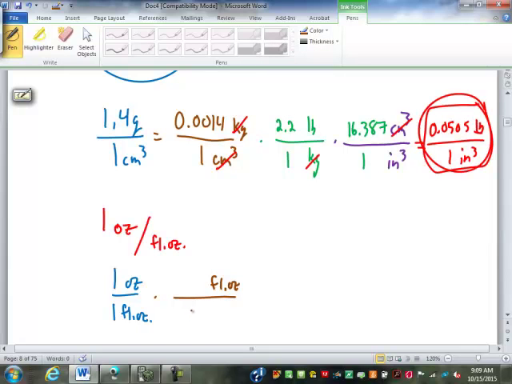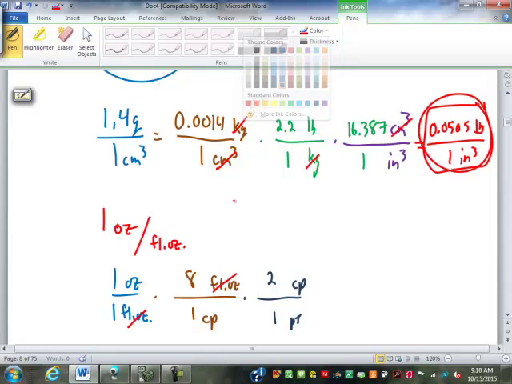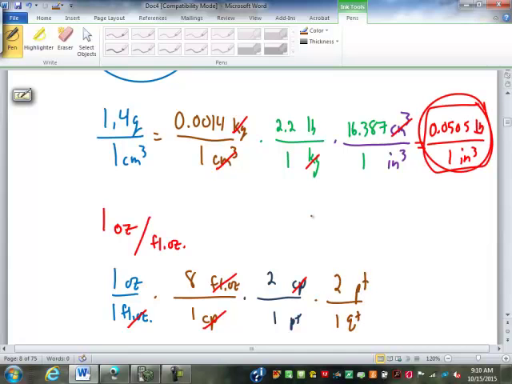Change it into cups. 1 cup is 8 fluid ounces. Now we're in cups. Probably go from cups into pints. 1 pint is 2 cups. Now we're in pints. Go from pints now into quarts. 1 quart is 2 pints. And since we're on a roll, we'll go from quarts into gallons. 1 gallon is 4 quarts. So now we're at least in gallons. You might be wondering, why on earth am I going to gallons? There's a reason for it.